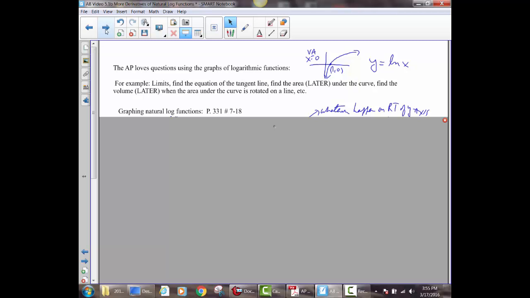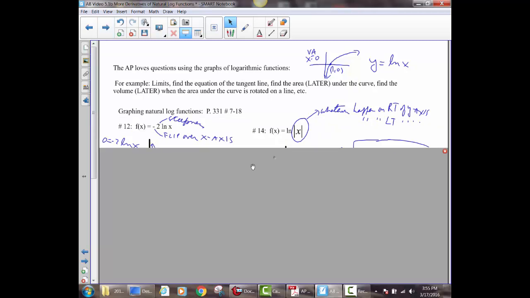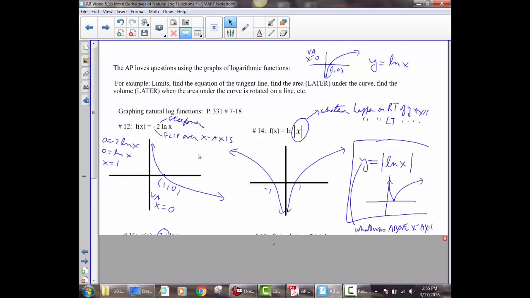So the AP loves questions using the graphs of log functions. I don't know why. For example, they'll have limit questions. They'll have find the equation of a tangent line. They'll have find the area later, which we'll do, and find the volume later, which we'll do. Okay. So right now it's just a review of graphing log functions.